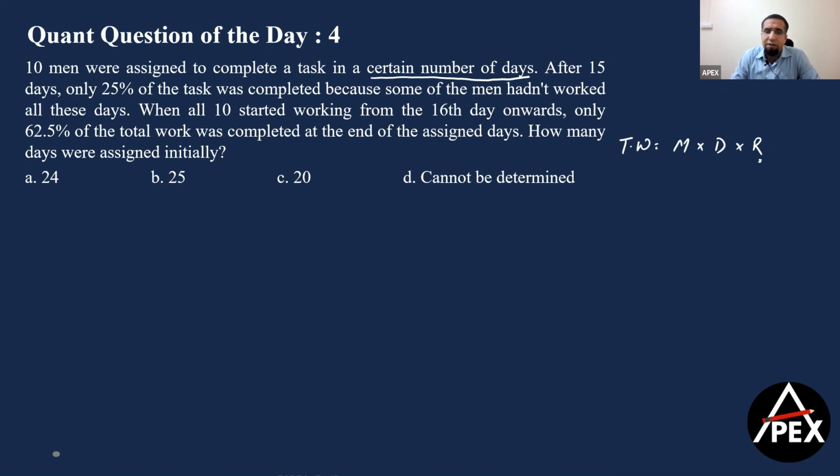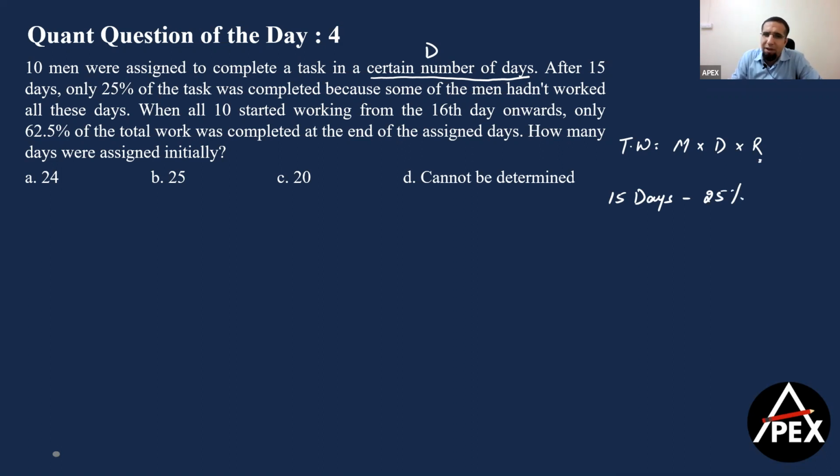Now, 10 men were assigned to complete a task in a certain number of days. Since I do not know the number of days, let's say that is D days. After 15 days, 25% of the task was over. So after 15 days, I can say that how much work was over? 25% of the work was over.